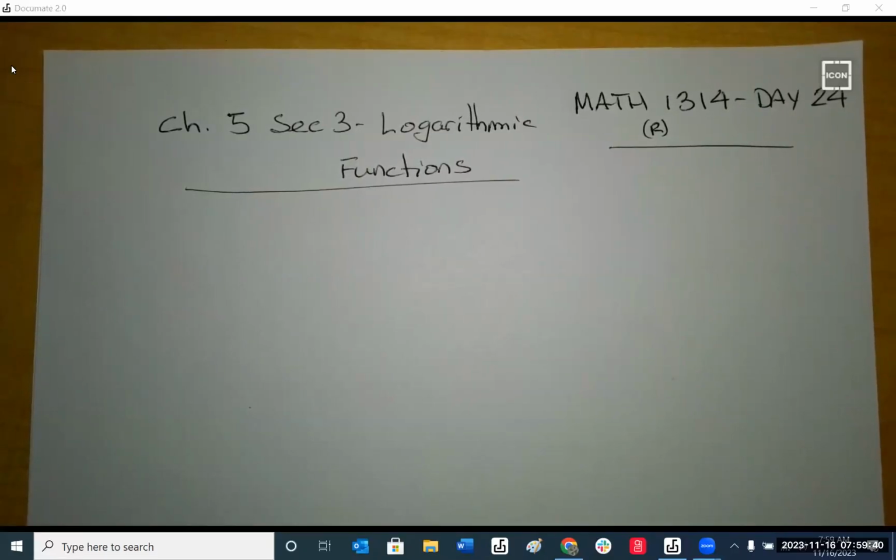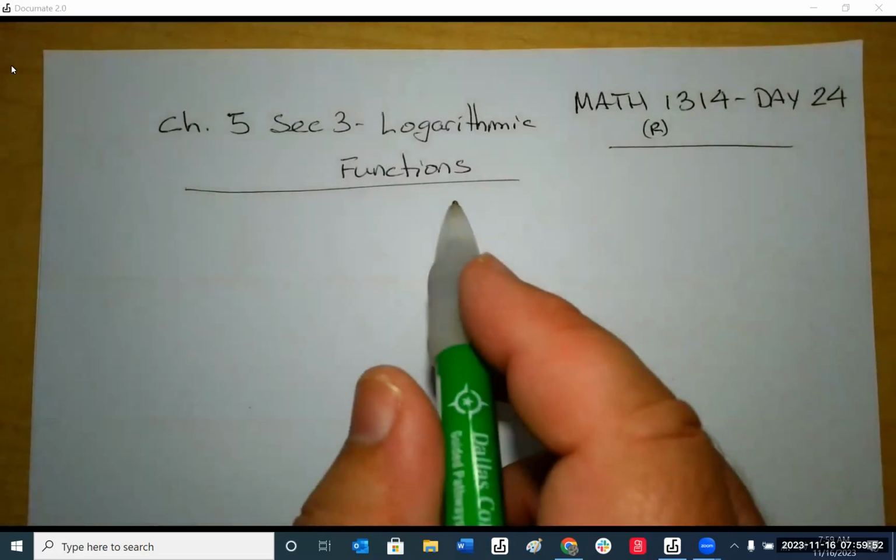Today we're going to try to do sections 3 and 4. And then that means next Tuesday we'll finish up the course. We'll do 5 and all of chapter 6. So let's start with chapter 5, section 3, logarithms.